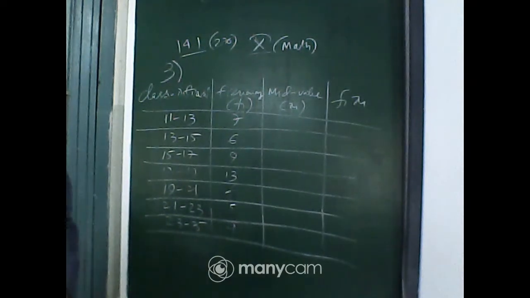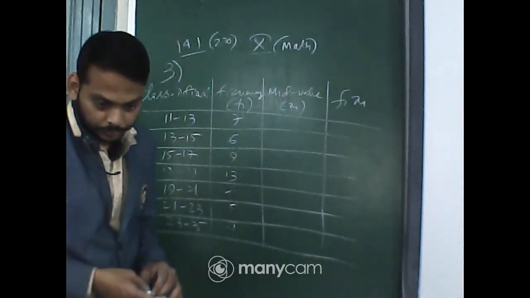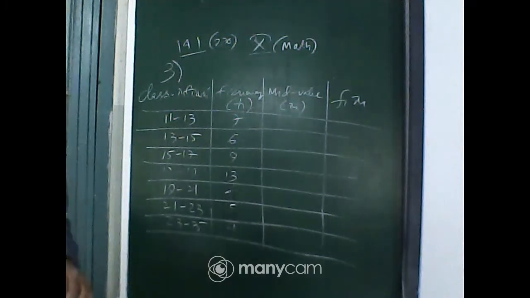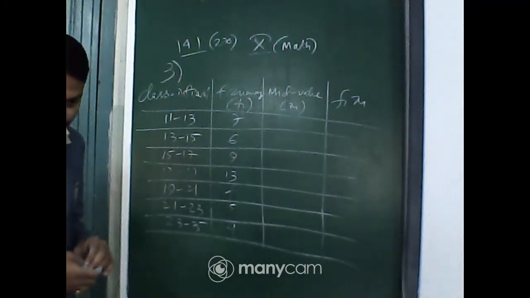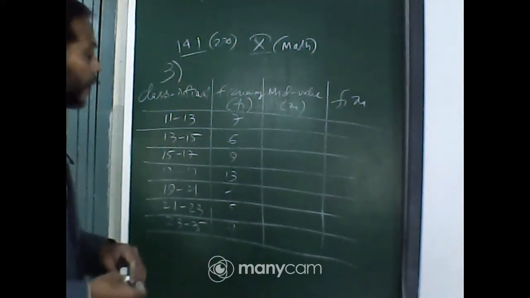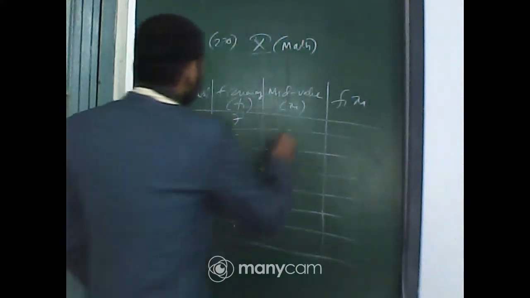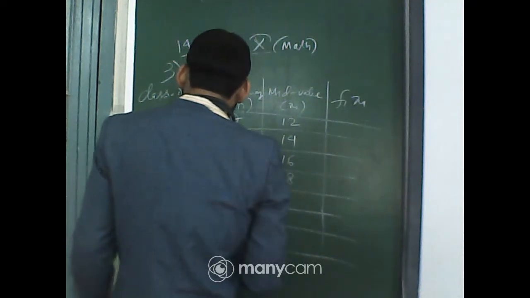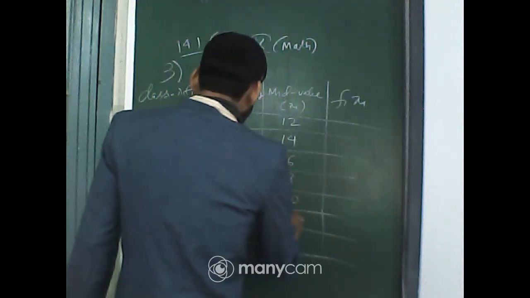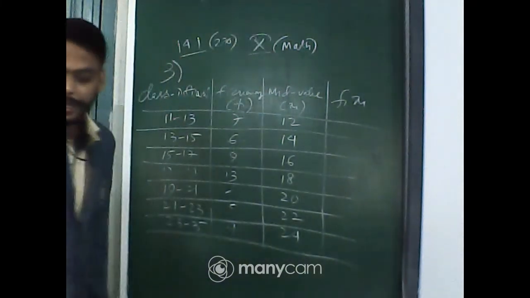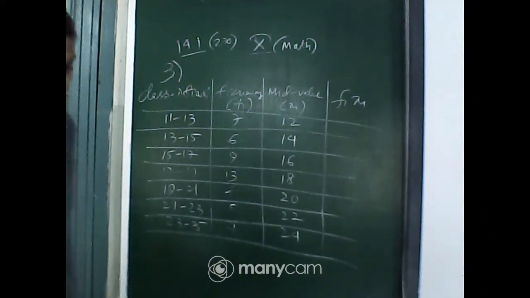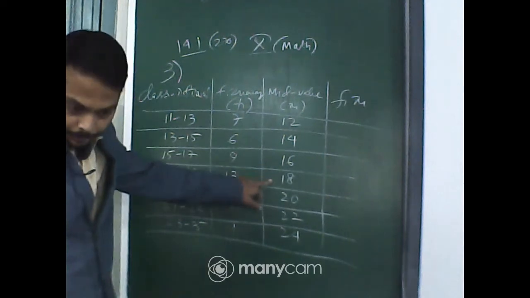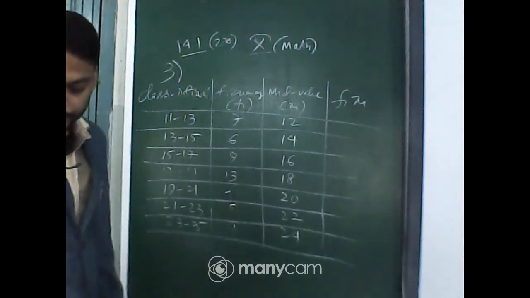Now the mid values. Tell me the corresponding mid values. 12, then 14, 16, 18, then 20, 22, 24, and the fixi.